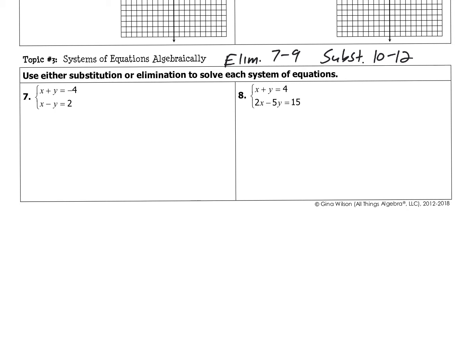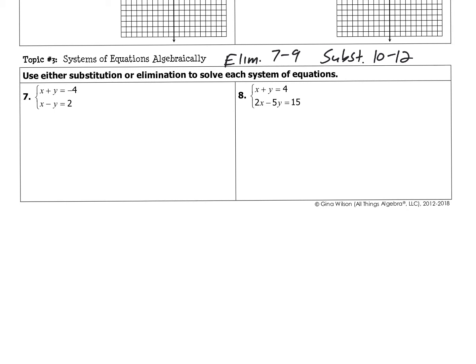For number 7, we can add or subtract, okay? Just as a reminder, anytime we're using elimination, we're trying to get one of the variables to cancel out by adding or subtracting. So in number 7, I could subtract those two equations and get x to cancel out, or I could add those two equations and get y to cancel out. I prefer to add, so in number 7, I'm going to add.